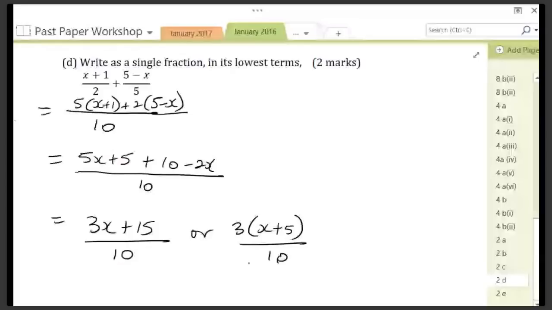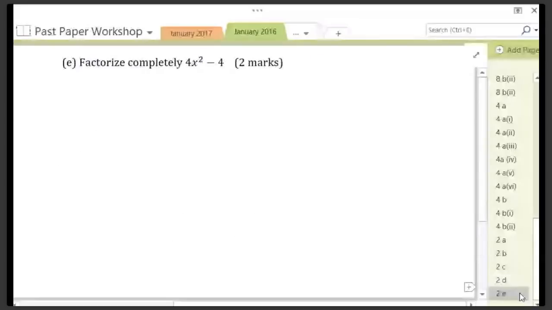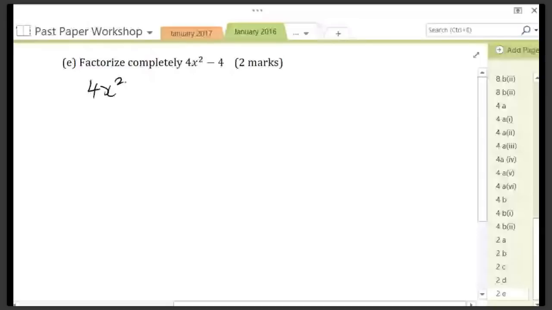All right, part E. Factorize this. Difference of two squares. Very simple. So this is 4x squared minus 4. The square root of 4 here is 2. The square root of x squared is x. So this is 2x squared will give 4x squared. Square root of 4 is 2. So this is squared here.